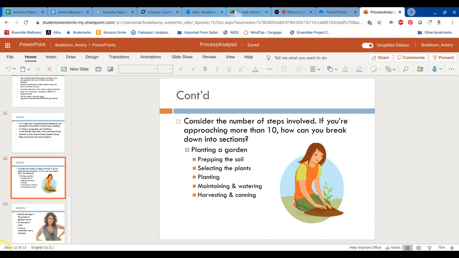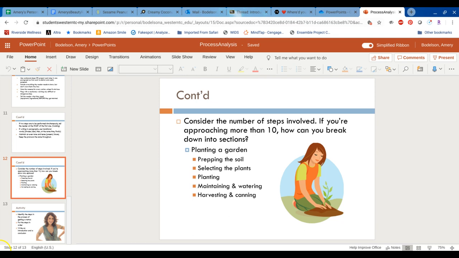Now we're in the midst of gardening season here, and I'm going to hopefully be buying more plants this weekend. And there's not just digging a hole and sticking the plant in it. There's more to it than that. And so if I were to write a process on that, I might need to chunk up my steps and have different headings or different categories. So there's prepping the soil, selecting the plants, actually planting them, and then you have to maintain water. And then if you have a fruit-bearing plant, you have to do something with it once it blooms.